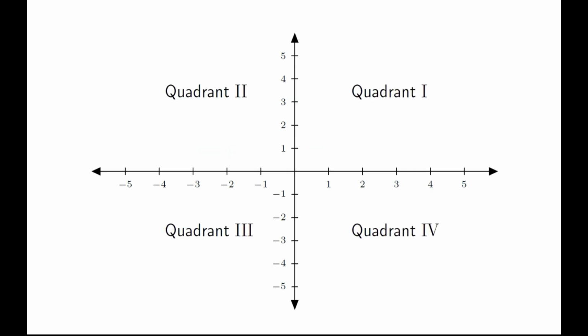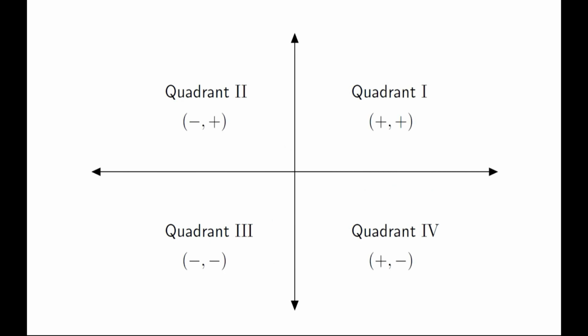Now, let's talk about the quadrants. The first quadrant in the upper right portion of the plane is the one in which the abscissa and ordinate values are both positive. Quadrants 2, 3 and 4 follow quadrant 1 in a counterclockwise direction.